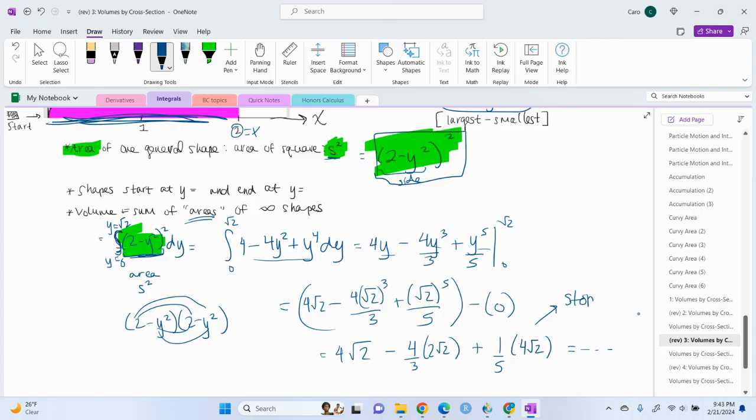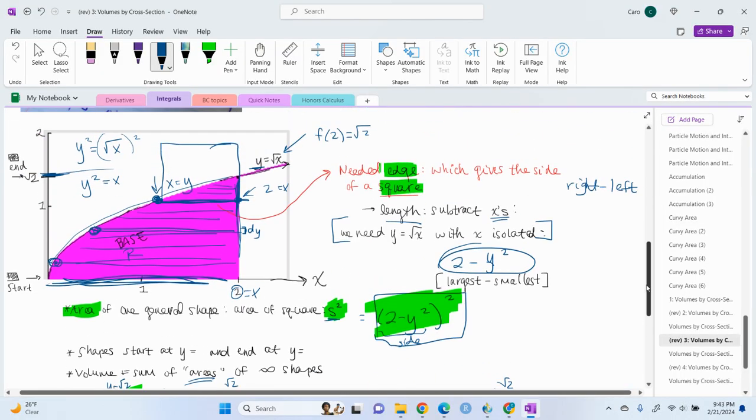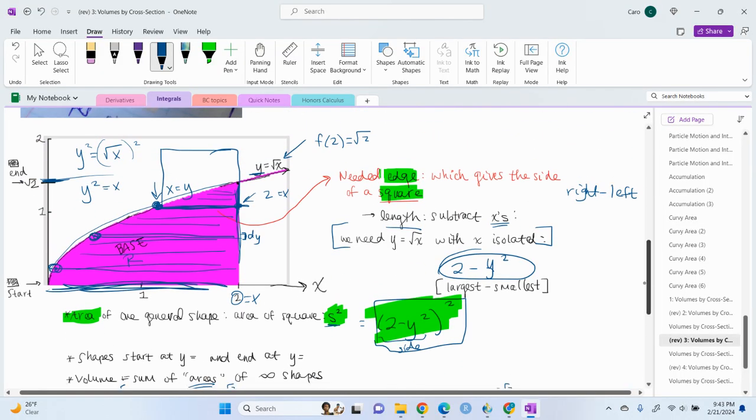So stop here. Or you could stop actually here on a FRQ. Like you don't have to keep going. If this was a no calculator problem, don't waste time trying to simplify any more than you need to. All right, cool. That was our square. So let's go ahead and do our triangle.